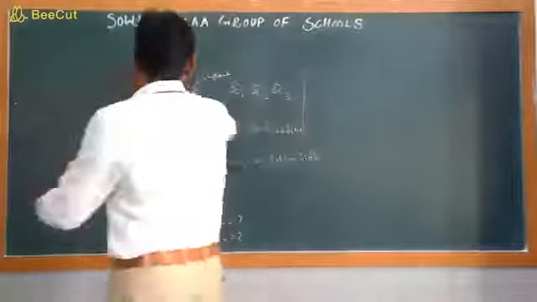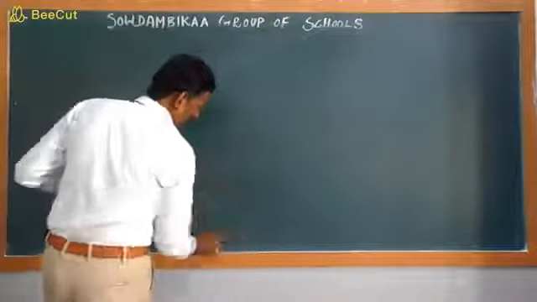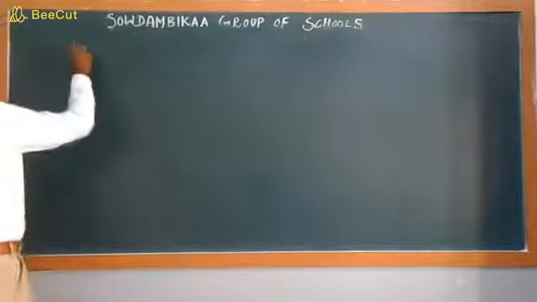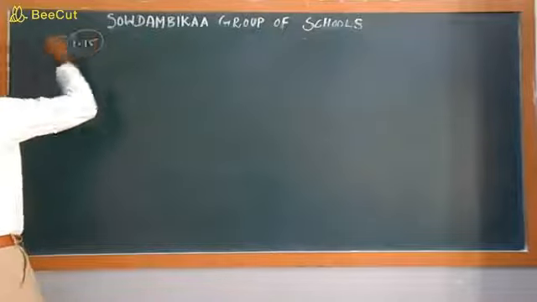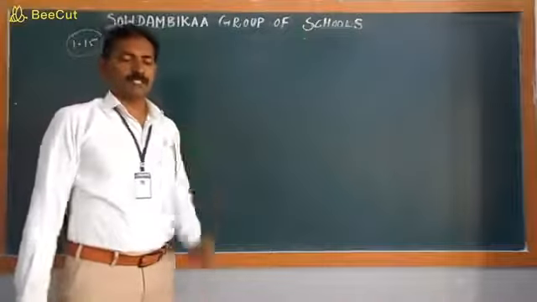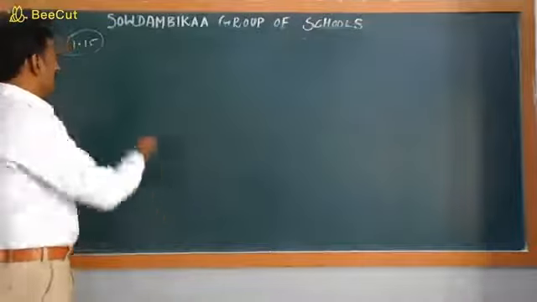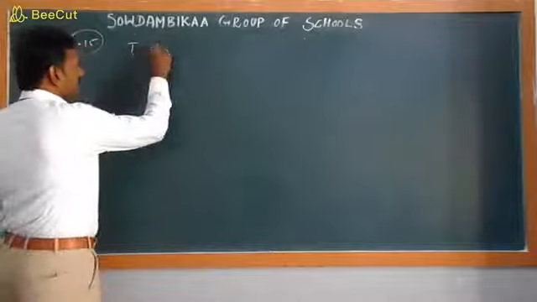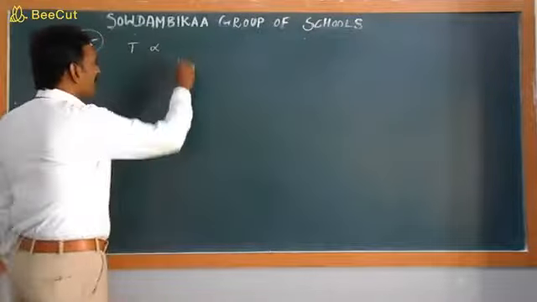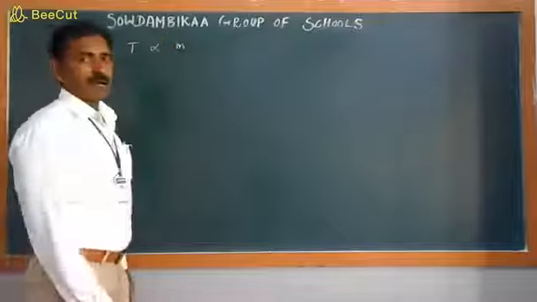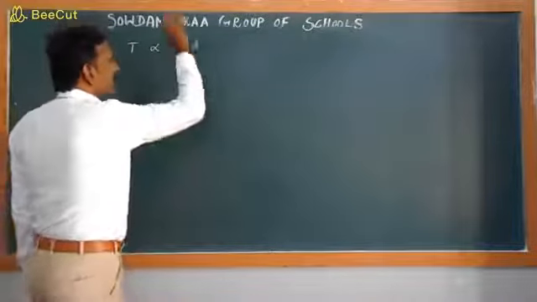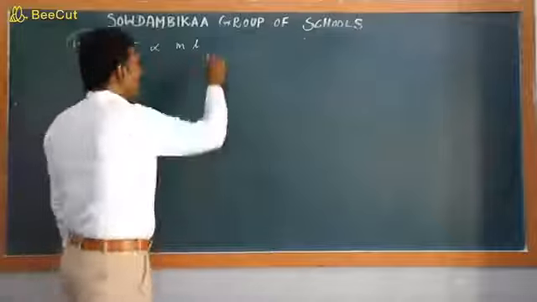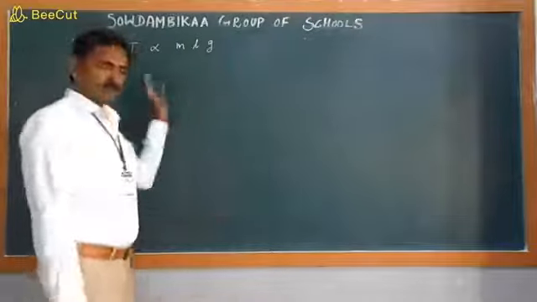Then, one question is example number 1.5. Here this question is about the time period of the simple pendulum. The time period of the simple pendulum depends on, depends means proportional to, the mass of the bob m, the length of the pendulum, and the acceleration due to gravity at the place.